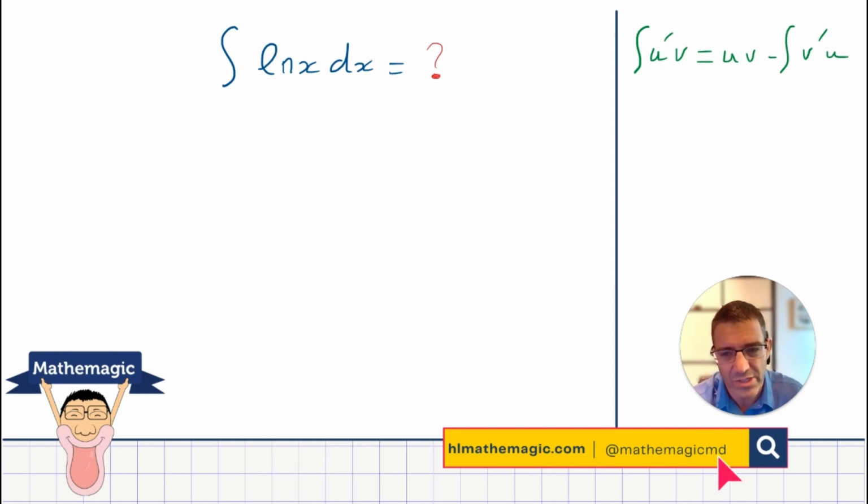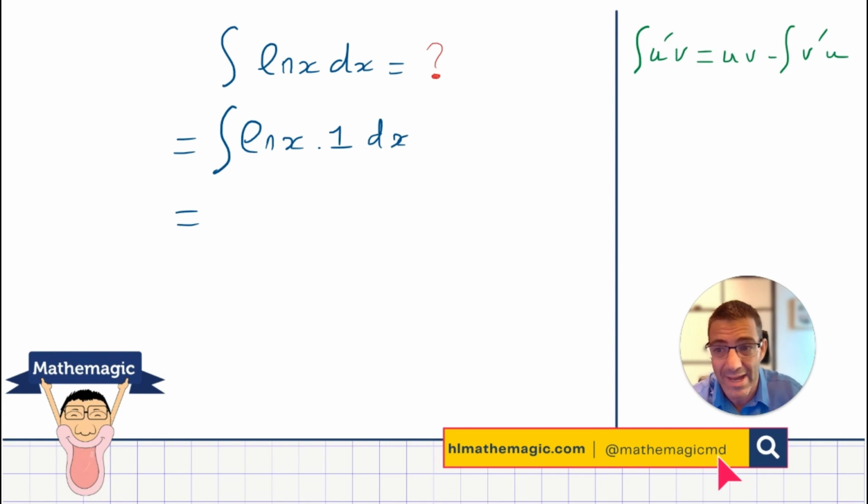So we're going to change this with a clever little math trick. We're going to rewrite our integral as the integral of ln x times 1. That's the only thing that ln x is multiplied by. So ln x times 1 is going to do it. Ln x differentiates very nicely to 1 over x. 1 integrates very nicely to x.